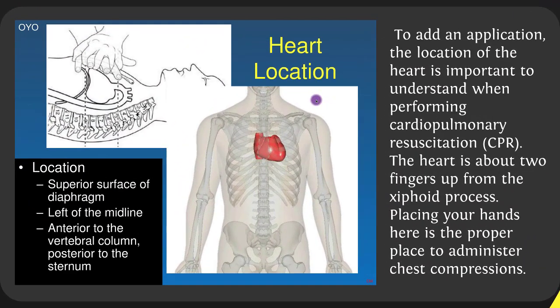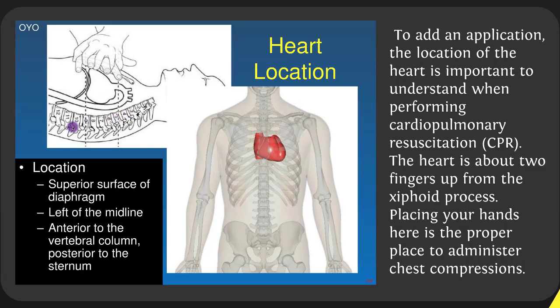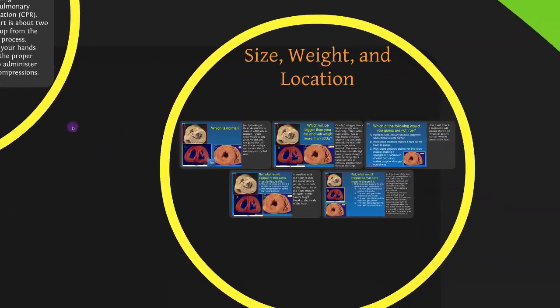Continuing on with that application, the location of the heart is important to understand when performing CPR. The heart is about 2 fingers up from the xiphoid process. Here's the xiphoid process right here. Remember, that's the bottom part of the sternum. Placing your hands here is the proper place to administer chest compressions. And again, you're pushing on a bony structure, the sternum, and you're pushing the heart into a bony structure, the vertebral column. That's heart location.